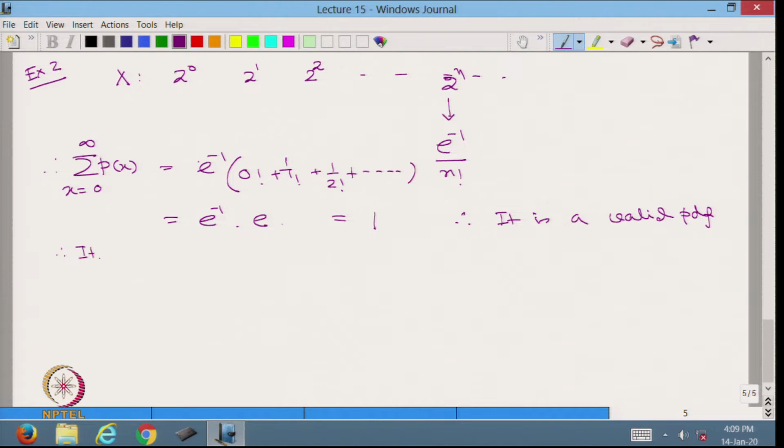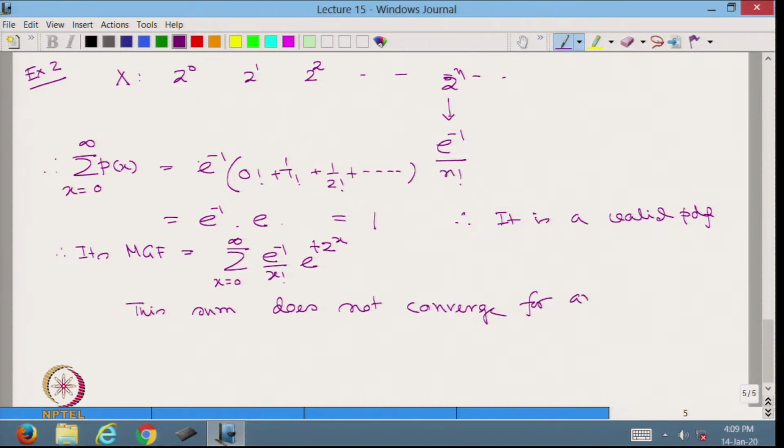Therefore, its MGF is equal to sigma e to the power minus 1 upon x factorial into e to the power t into 2 to the power x, x is equal to 0 to infinity. This sum does not converge for any t greater than 0. Therefore, moment generating function does not exist. Like that, we can show many examples where there are problems with respect to MGF. However, MGF is important because of its uniqueness.